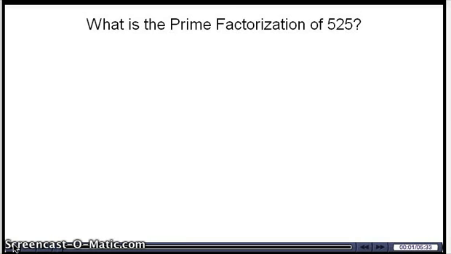What is the prime factorization of 525? Well, what is prime factorization? Well, you might recognize the word factor, and you might be familiar with the word prime. Well, factors are the numbers that we multiply together to get a product, or a new number. And prime numbers are numbers whose only factors are 1 and itself.